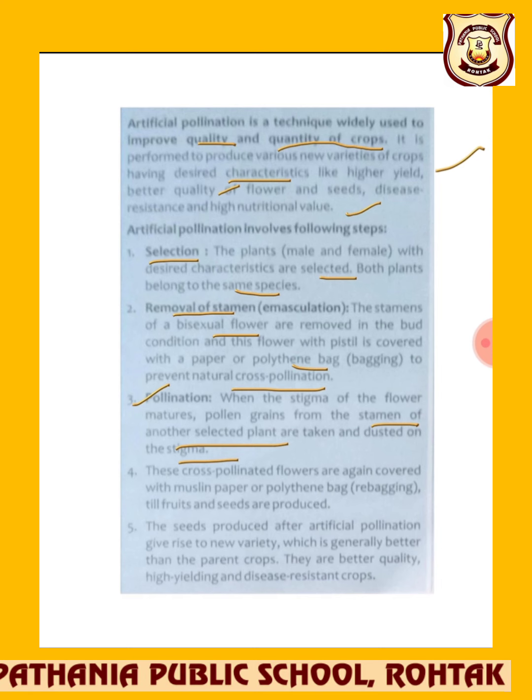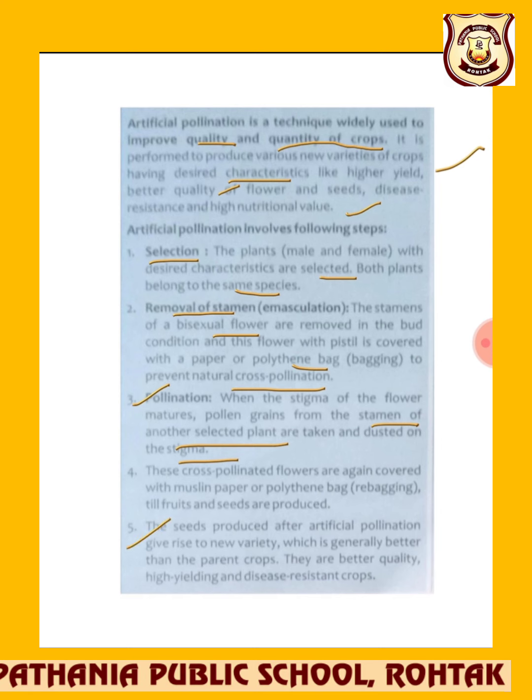These cross-pollinated flowers are again covered in muslin paper or polythene bags till fruits and seeds are produced. So after cross-pollination it will be covered, and all the safeties have to be put in place over there, till the seeds are produced.